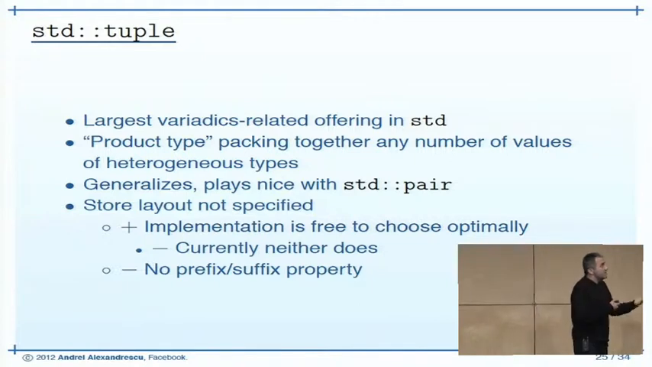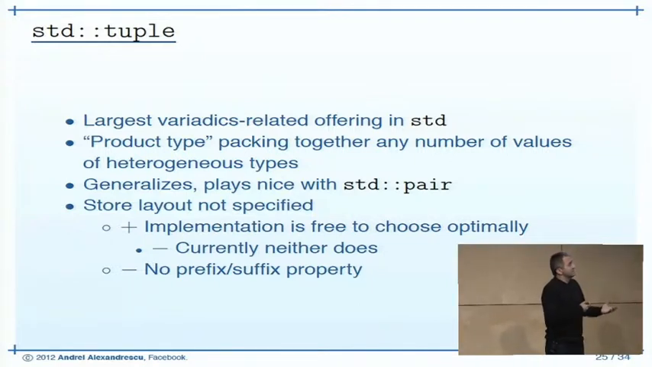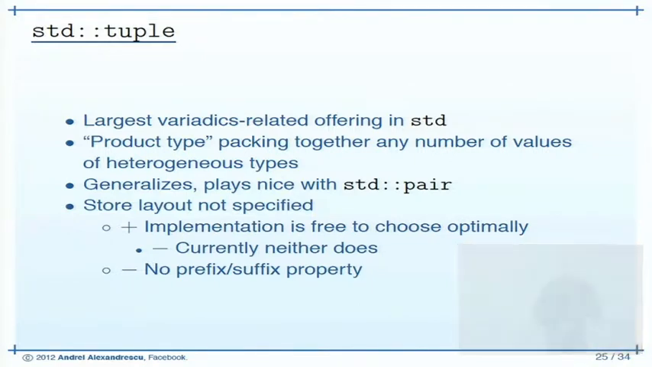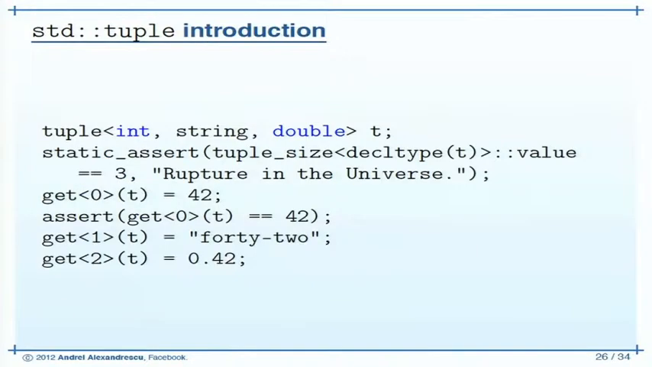Getting back to this, the issue here is that in tuple, store layout is not specified. So anybody can choose any layout. So if you have a tuple of int, double, and string, you don't know where they go, right? They're going to be contiguous, but you don't know exactly where they go. And it turns out that everybody puts them in the wrong way.